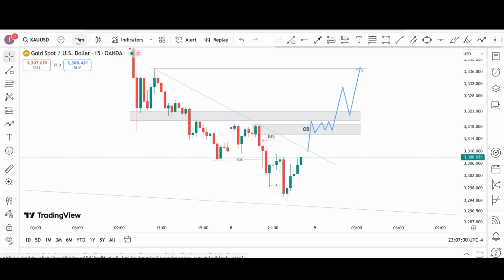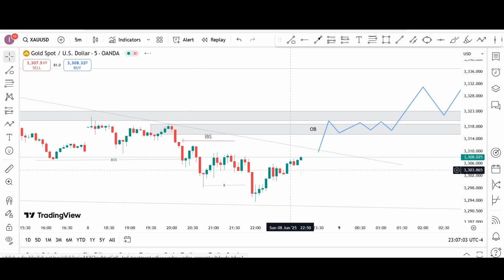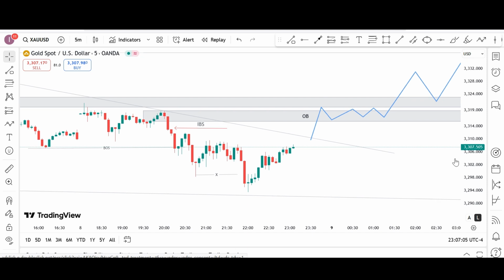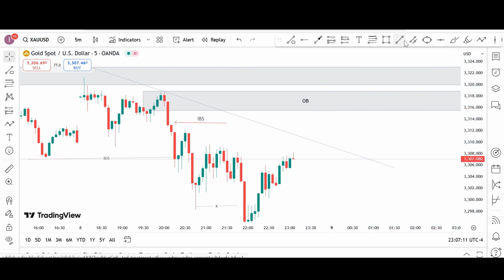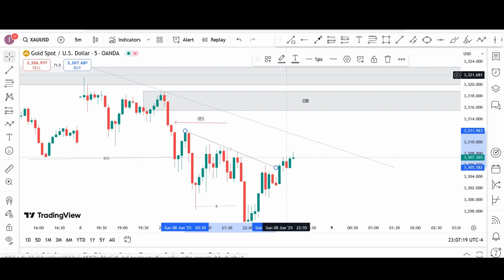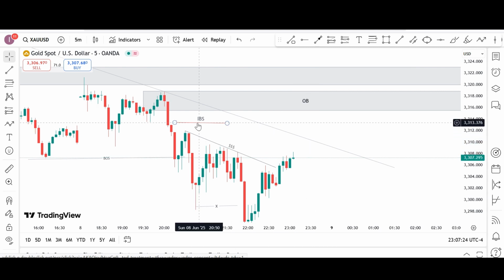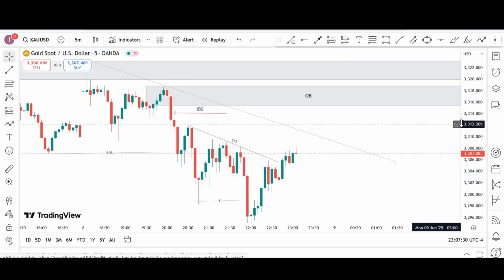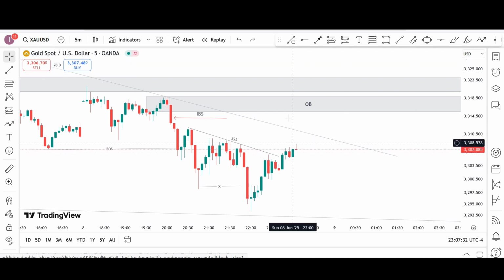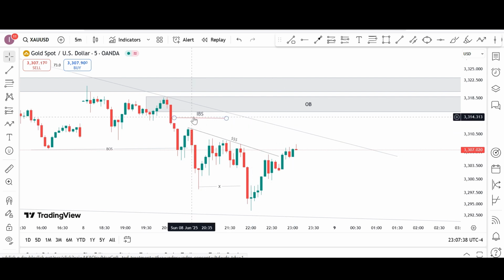Let's quickly check something on 5-minute time frame real quick. So we can see on 5 minutes that there is a liquidity build right here. Price is gonna take them out. It is even gonna take them out. So we have this liquidity, we have this imbalance, and we have this order block. So currently I am expecting price to come to this order block or to fill up this fair value gap in here.